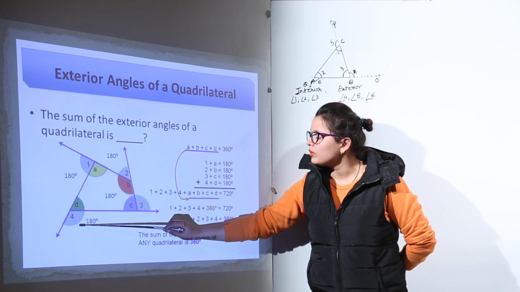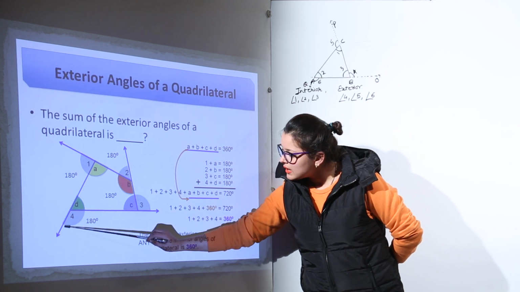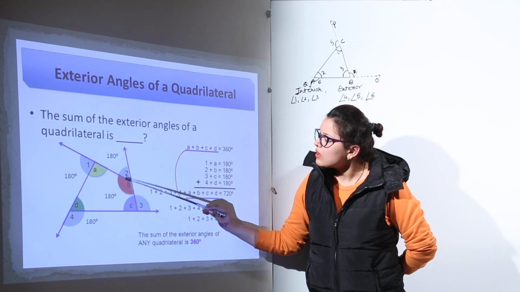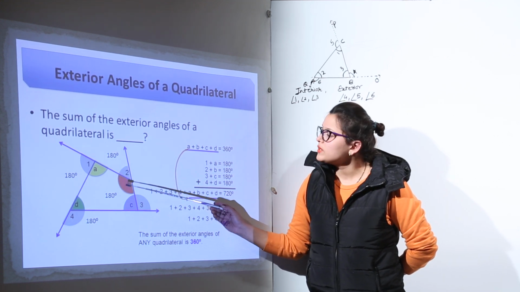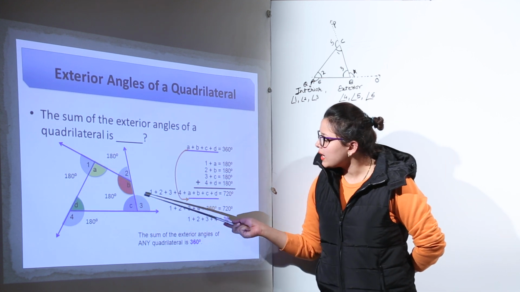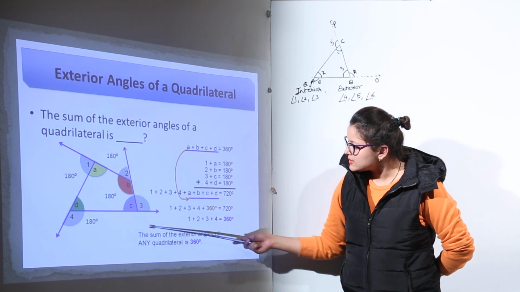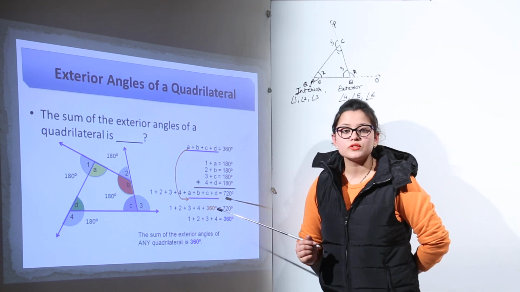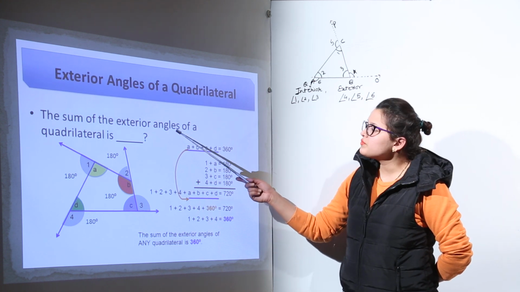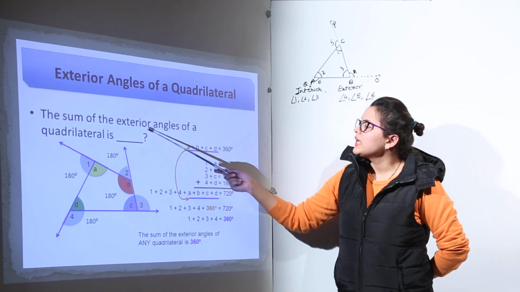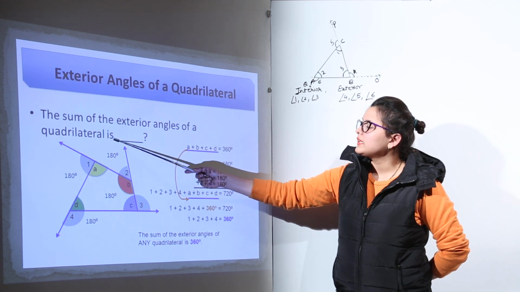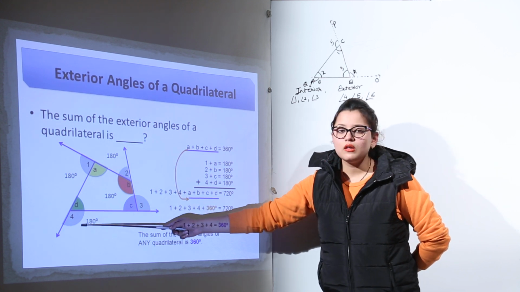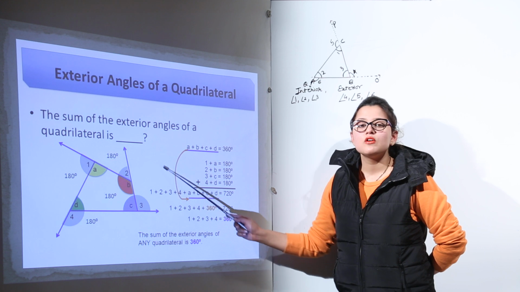1, 2, 3 and 4 are formed with the same sides of the quadrilateral, but these angles are lying outside the quadrilateral. So we can say that angle 1, angle 2, angle 3 and angle 4 are lying outside the quadrilateral. So these are known as the exterior angles of the quadrilateral. Now what are we supposed to find? We are supposed to find the sum of exterior angles of a quadrilateral. That means the sum of angle 1 plus angle 2 plus angle 3 plus angle 4. We have to find the sum of these 4 angles.